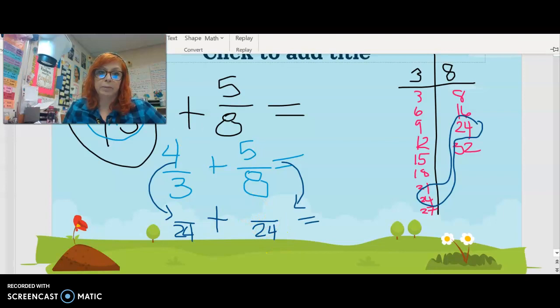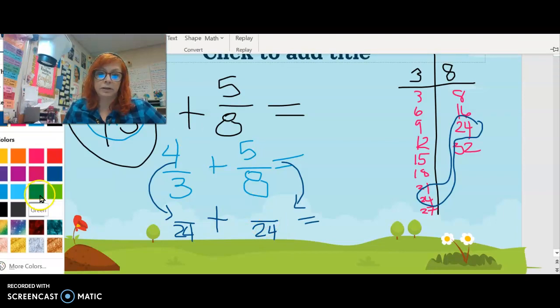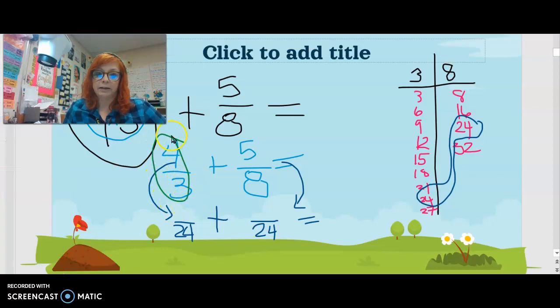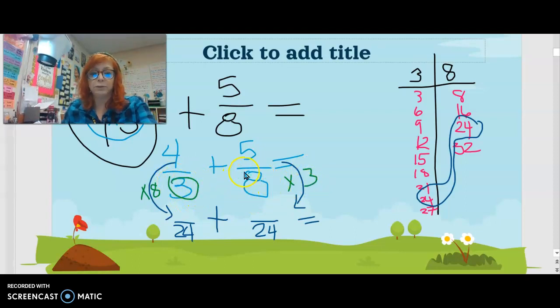Now I've got to come up and I've got to figure out what am I multiplying this side by to get 24. Remember, I'm doing this one. And it is what? Times what? Times 8. What's this one going to be? Times what? 8 times what is 24? Times 3. Am I only multiplying the denominators? No, I have to multiply the numerators too. So I've already done 8 times 3 is 24.